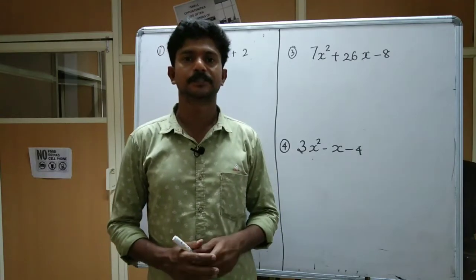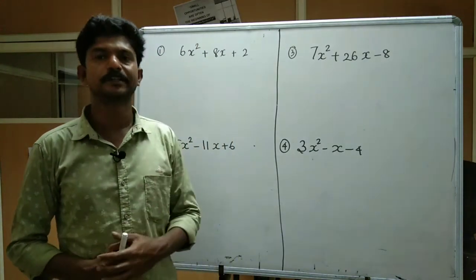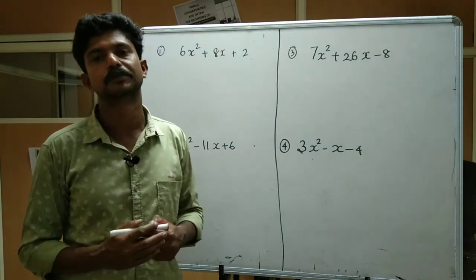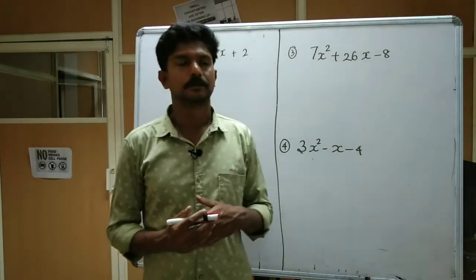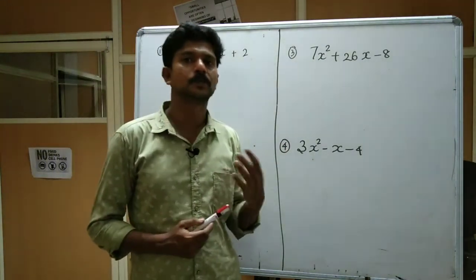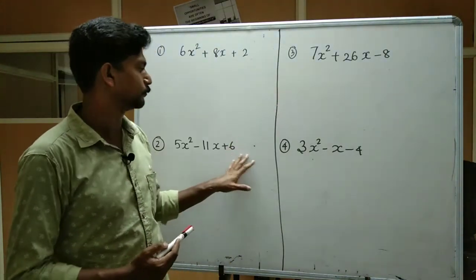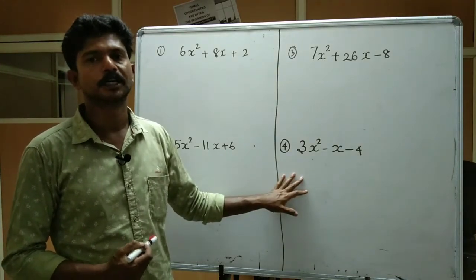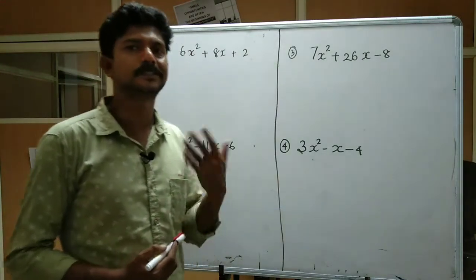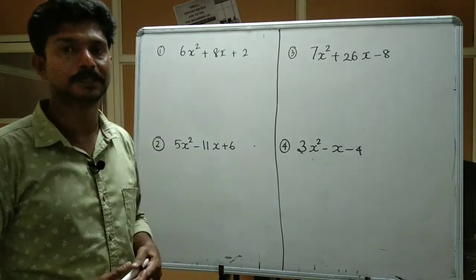My dear students, today in this video I am going to discuss how to find the positive and negative factors of numbers to factorize these polynomials. One of our students asked me a doubt, so I thought to teach you again. So for that I have taken four different quadratic polynomials, and I am going to solve them for you and show you the trick to find where we have to write minus and where we have to write plus.